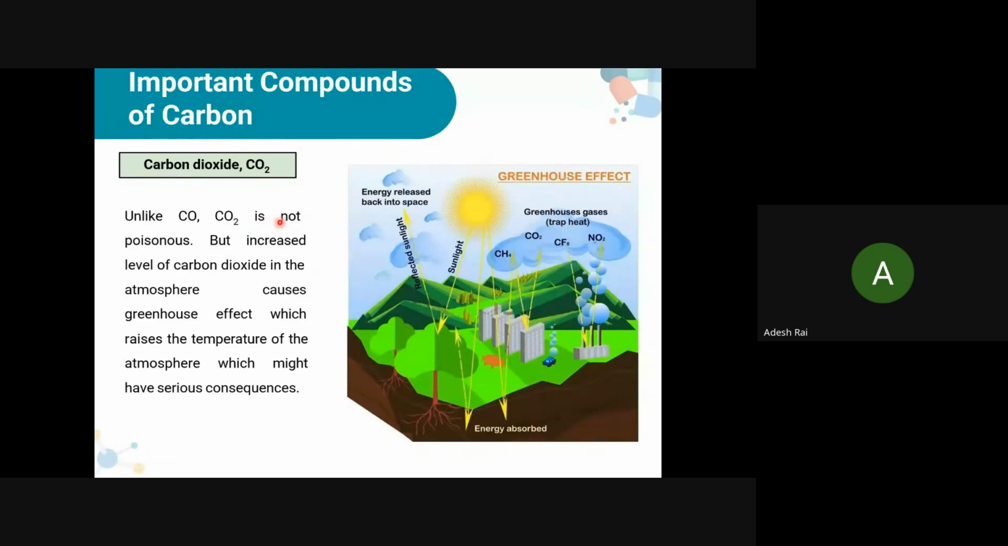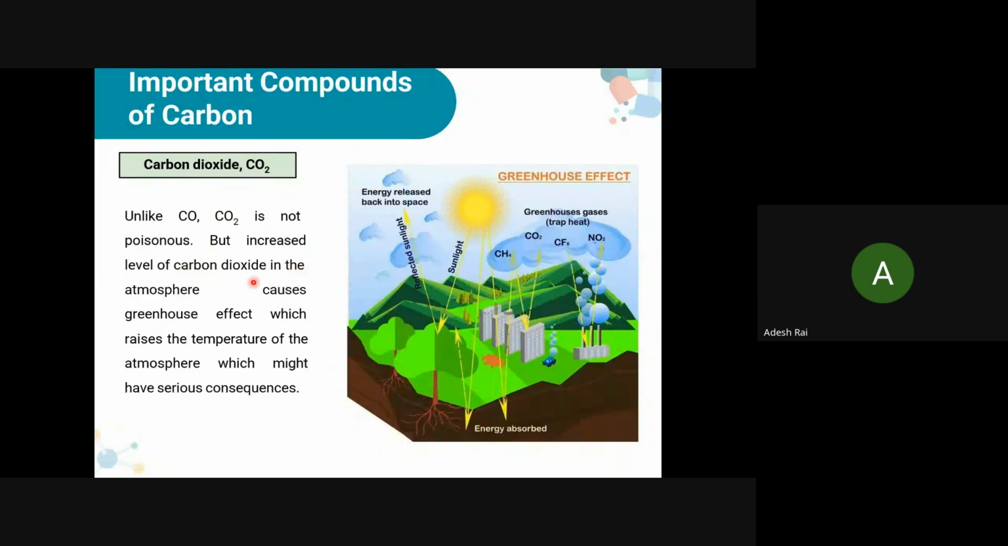Why? Because a limited supply of oxygen would be there. So whatever oxygen is there, once it gets consumed, then carbon monoxide will be in excess. And carbon monoxide, because it is poisonous, can make humans dead. But CO2 is not like that. CO2 does not have that case. It is not poisonous. Okay.